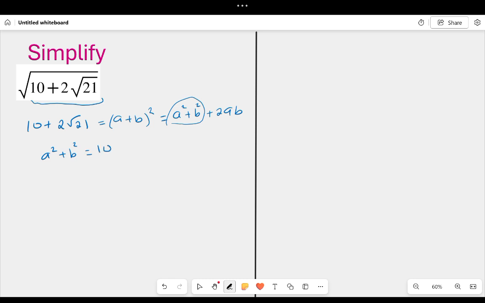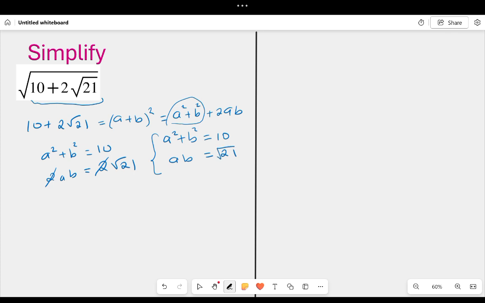Then 2ab should be compared to 2 square root of 21. This 2 and that 2 cancel out. Now we are forming a new system of equations that looks like this: a squared plus b squared is equal to 10, and ab is equal to the square root of 21.